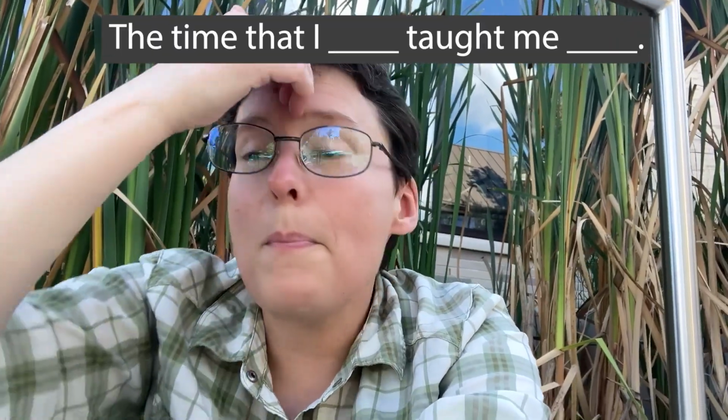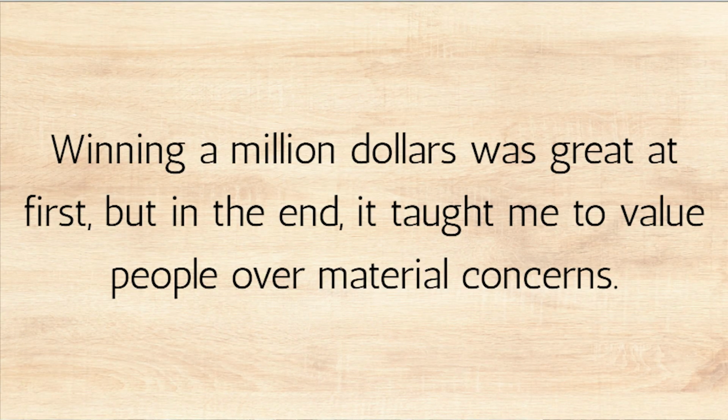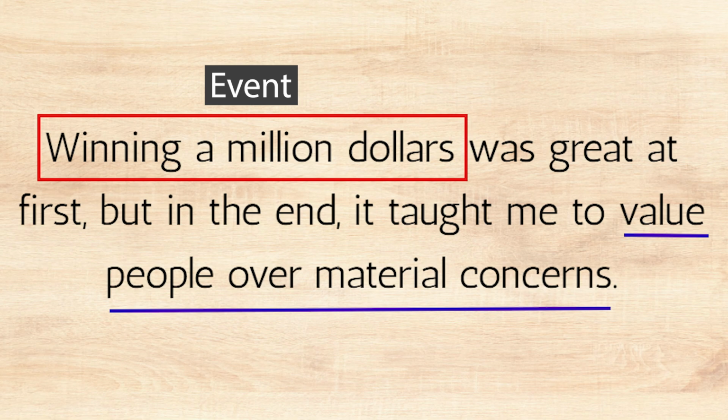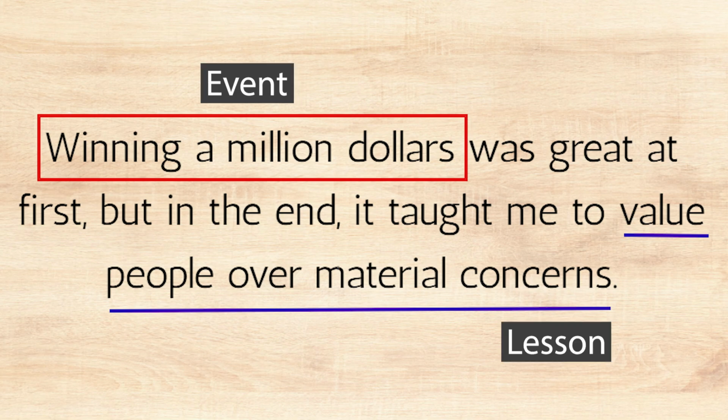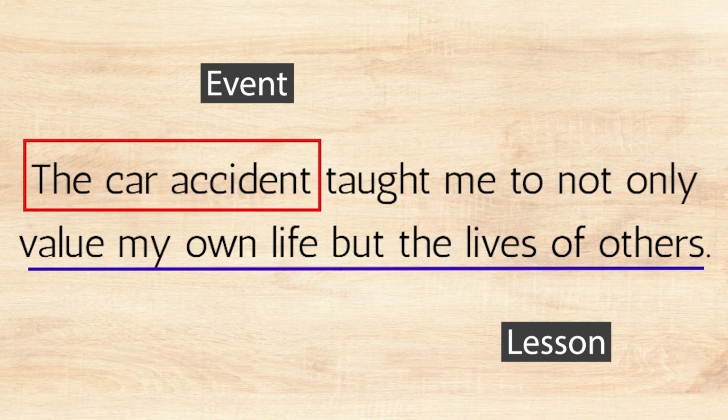So some other examples of that, again, a positive event, something like, let's say that you won $1 million. You might say, winning $1 million was great at first, but in the end, it taught me to value people over material concerns. We have the event, the winning of the money, and then we have the lesson. Something negative that might have happened to you, I used car accident earlier. You know, the car accident is the event. The car accident taught me to not only value my own life, but the lives of others. It's a relatively short thesis statement, but it does the job.